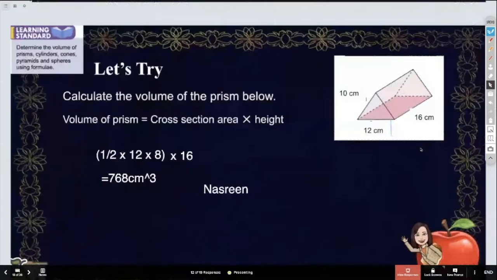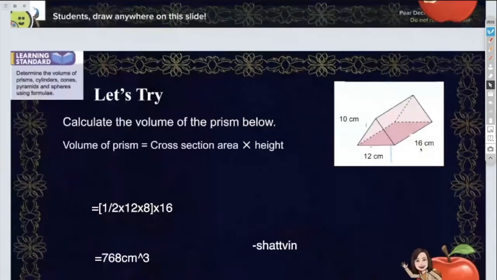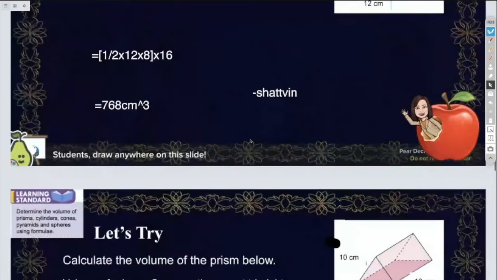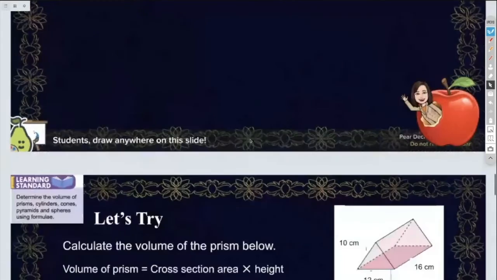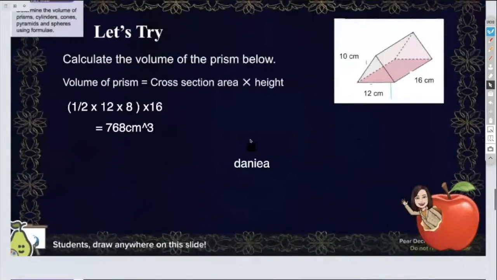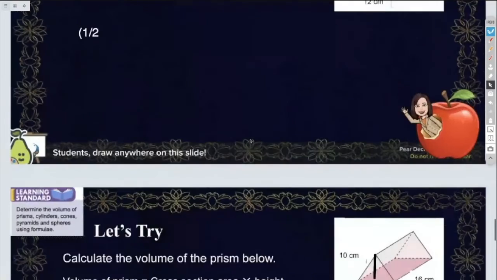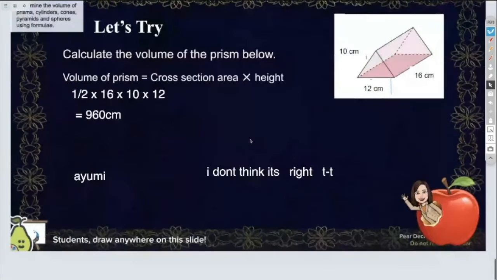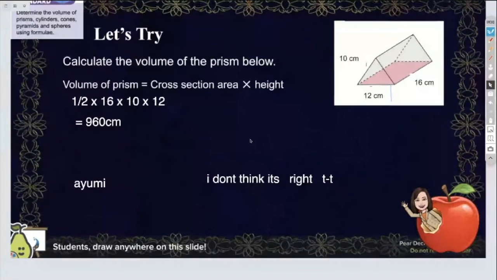Okay, good. Nasrin, correct. Well done. Sakvin also good. Okay. Sakvin, yes, correct. Cubic centimeter, yes. Okay, Dania, correct. Good. Who is this? Still writing, just understood. Okay, this one, still writing. Ayumi, 960. Don't think it's right. Yes, wrong. That's already explained. So this is wrong here.